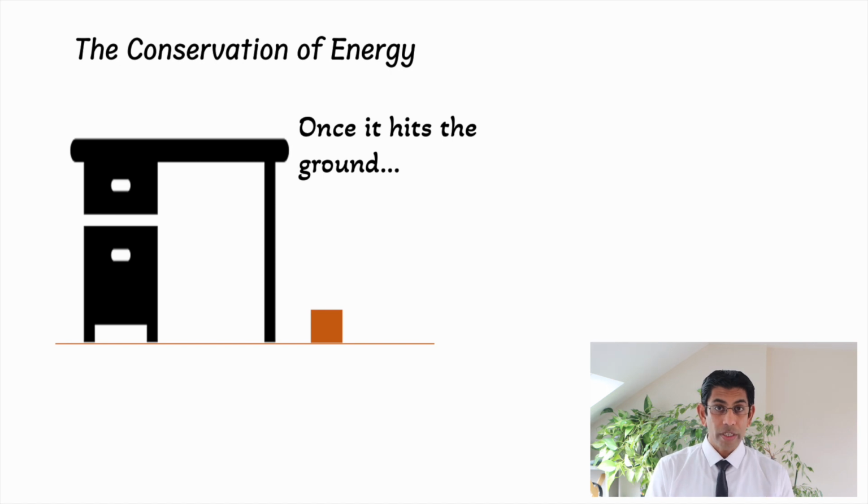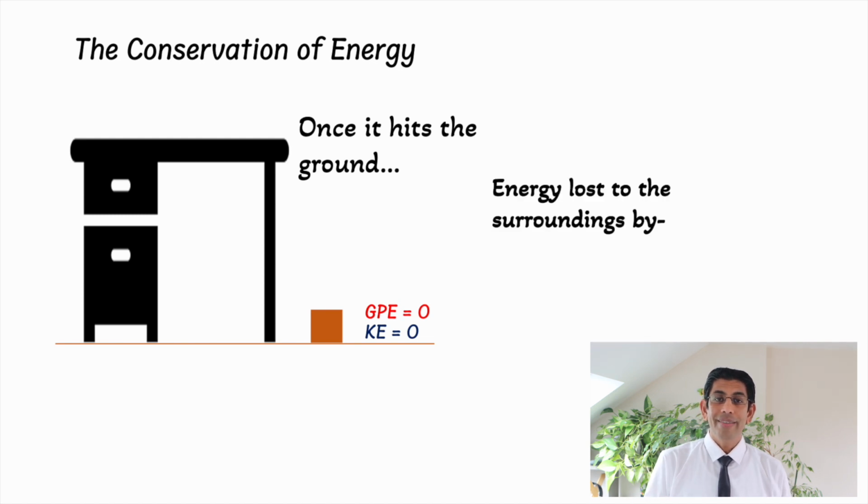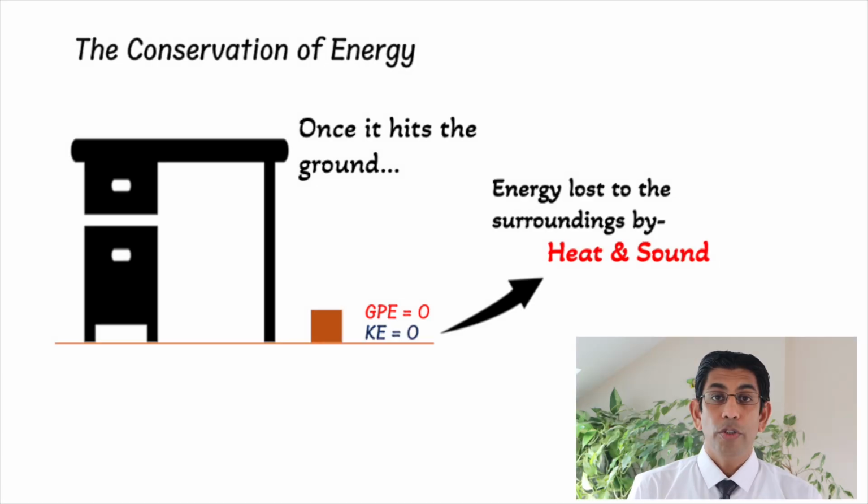Now the object is on the ground and it's not moving, and therefore both kinetic and gravitational potential energies are zero. So what happened to all the energy it had before? It's now lost to the surroundings in the form of heat or sound. So you can see the energy took different forms throughout the process. The idea of this conversion of energy has been tested repeatedly in past GCSE physics exam papers. So having a clear understanding of this concept is very important.